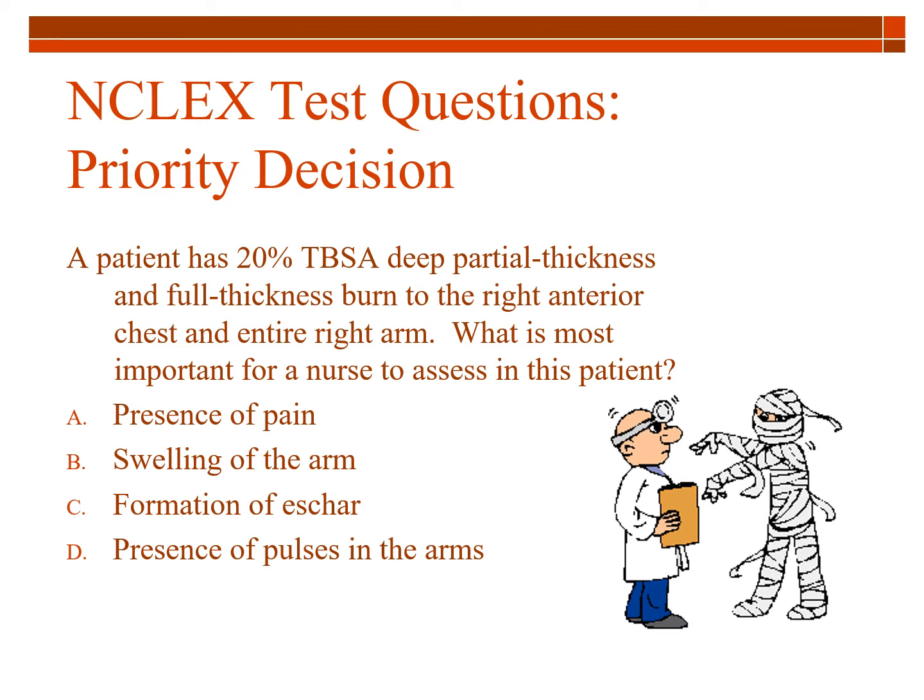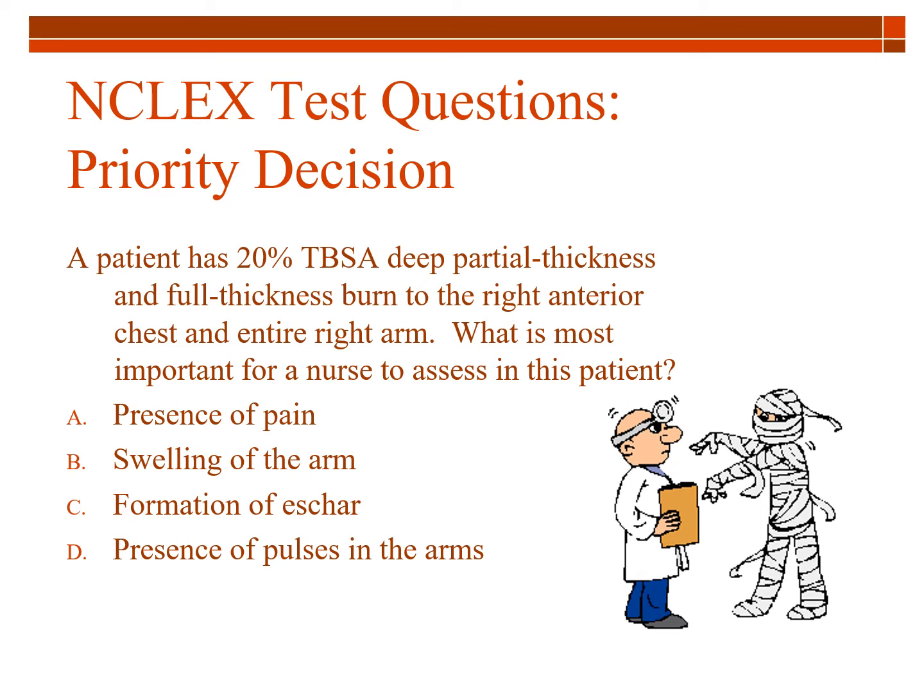Let's try another NCLEX style test question. A patient has 20% total body surface area of deep partial thickness and full thickness burn to the right anterior chest and entire right arm. What is most important for a nurse to assess in this patient? A, presence of pain, B, swelling of the arm, C, formation of eschar, or D, presence of pulses in the arms.